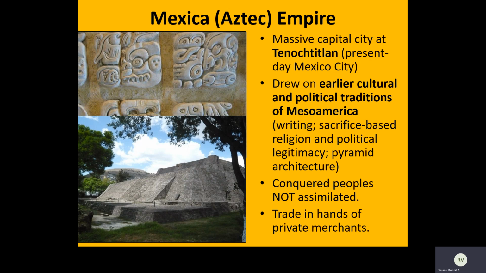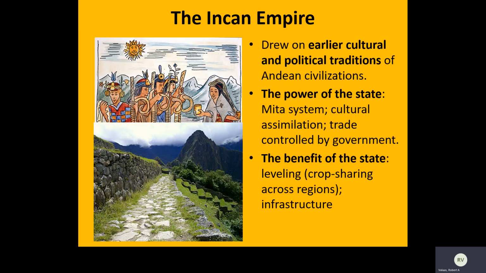Conquered peoples, people conquered by the Aztec, were generally not assimilated. They were kind of left alone so long as they paid their tribute. And maybe worth noting that trade in the Aztec Empire was left in private hands. Like much of Europe and Eurasia, the merchants were private individuals making money for themselves. That's a contrast, as we shall see, with the biggest state of all in the Americas, the Inca Empire to the south. There's a primary source drawing of Inca farmers at work there.